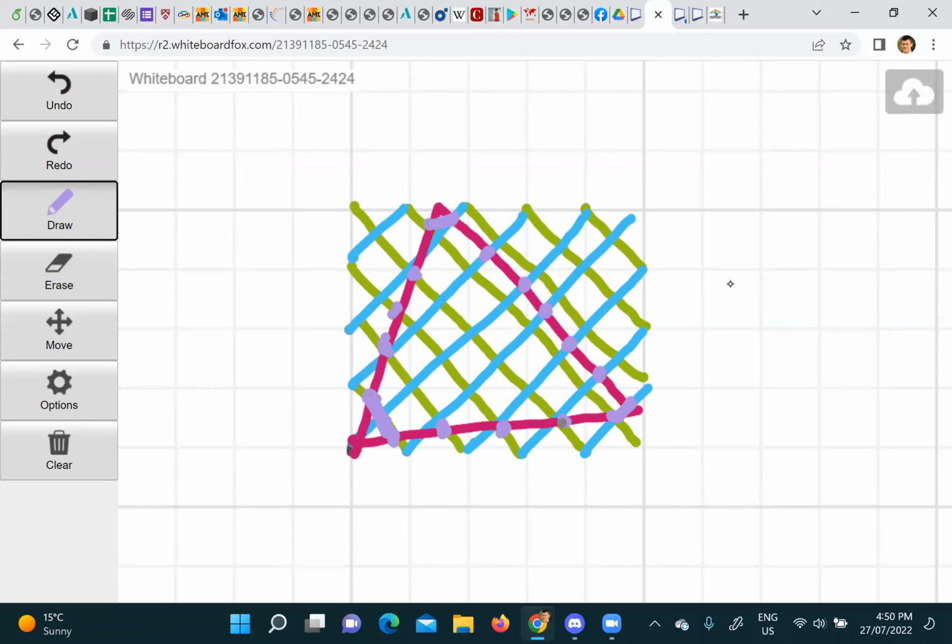So 1, 2, 3, 4, 5, 6, 7, 8, 9, 10, 11. This is 14. Did you get 14? Yeah, 14. It is, yeah. It's a formula. So I guess we understood a bit more generally then.